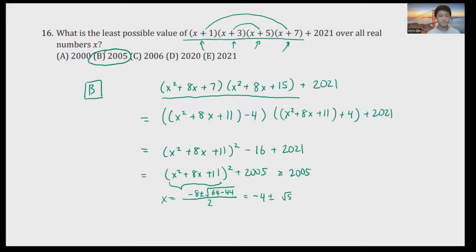All right, are there any questions? Wait, so if the roots of x are real, that means that it can be 2005, right? Yeah, since the roots of x are real, what that means is that when we plug in those values of x, what this basically says is that there are real numbers such that this expression, x squared plus 8x plus 11, is equal to 0. So what that means is that when we plug in x is equal to -4 plus or minus root 5, we're going to get that this expression will be equal to 0 squared plus 2005, which is equal to 2005. And this shows that 2005 can be achieved.